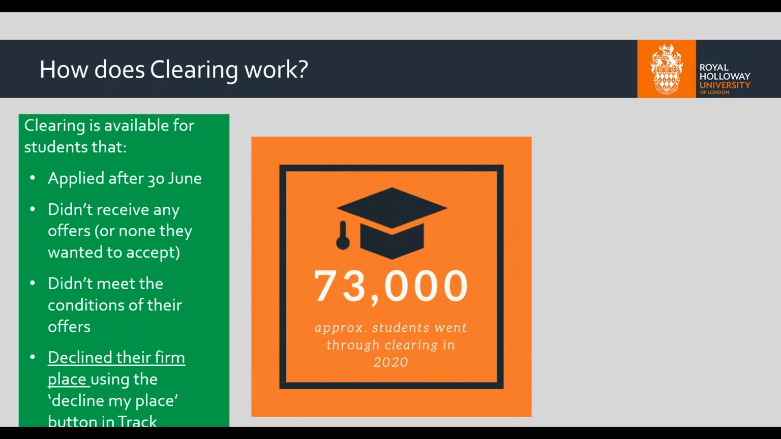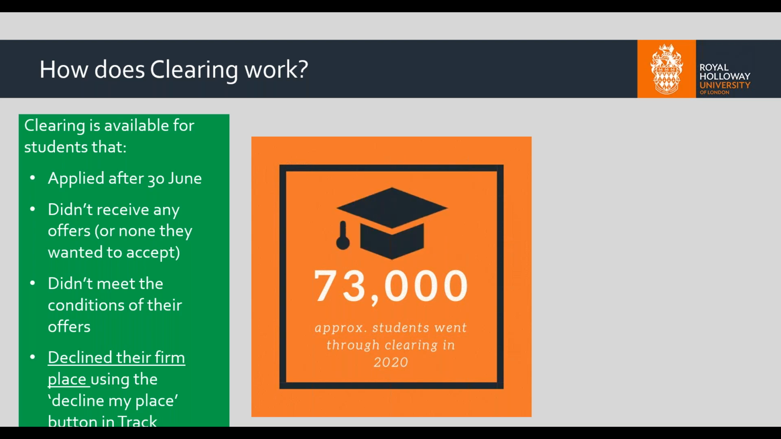Clearing is also for students that didn't receive any offers, or none that they wanted to accept, so they'll be entered into clearing and be able to try and find a place through clearing. And for students that didn't meet the conditions of their offers, this is the most common type of student that goes through clearing: they missed their firm choice and their insurance choice grades.